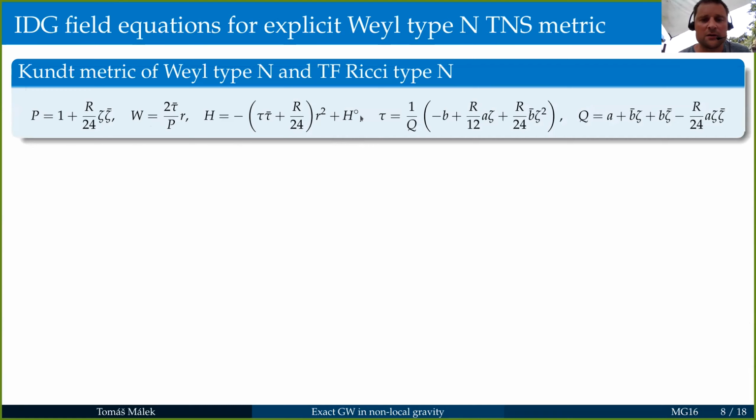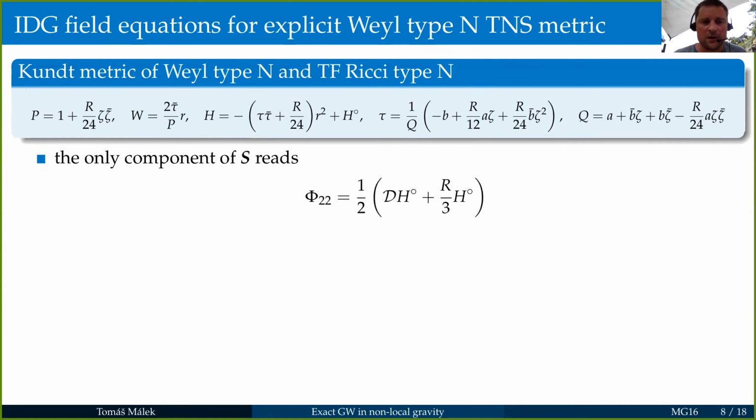So there is only this function h0. This is an arbitrary function. And A and B here are arbitrary functions of U, and H0 is an arbitrary function of U and zeta bar. And for those metrics, the only component of the trace-free Ricci tensor is given by the delta operator acting on the function h0.